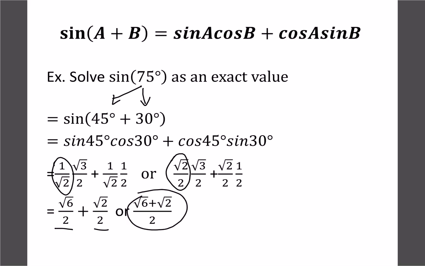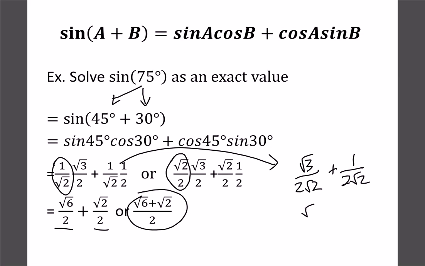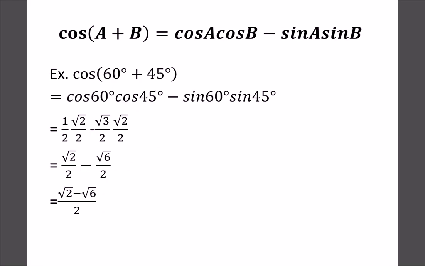If we wanted to leave it as 1 over root 2, you could have done that. Let's go from this step. We'd have root 3 over 2 root 2 if we multiply those, and then on the top we'd have 1 over 2 root 2, so we could write this as root 3 plus 1 over 2 root 2. That answer or the root 6 plus root 2 are both identical solutions.